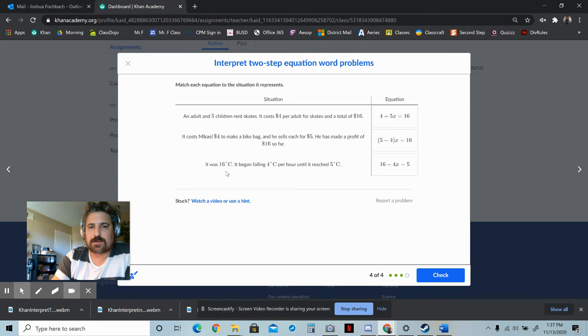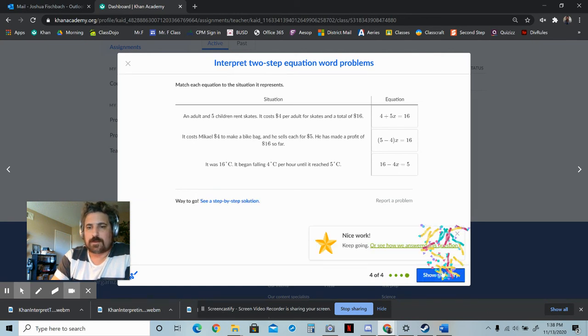It says it was 16 degrees Celsius, began falling 4 degrees Celsius per hour until it reached 5 degrees Celsius. So what you'd be solving for there is the number of hours that it was falling for, right? So you start at 16, then you reduce the temperature because it's falling at 4 times the amount of time that it was falling for. So 4 degrees Celsius per hour. So the x would be the number of hours that it was decreasing for. And that would end up at 5 degrees. So this is the correct equation, where x would be the number of hours that it was decreasing for. And that's how you do it.